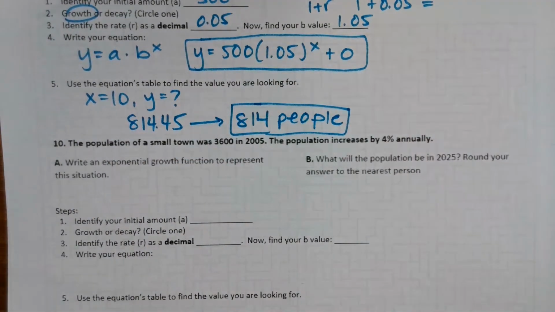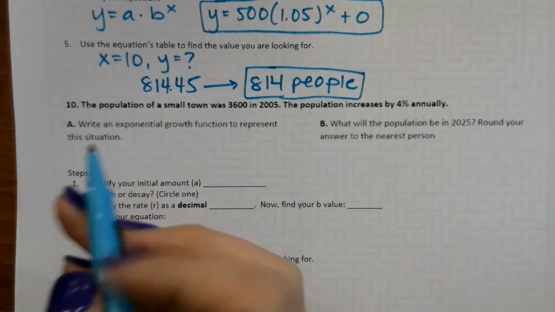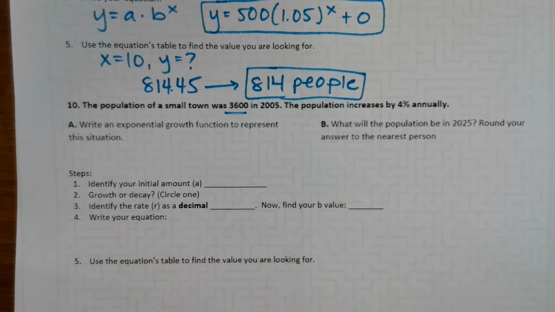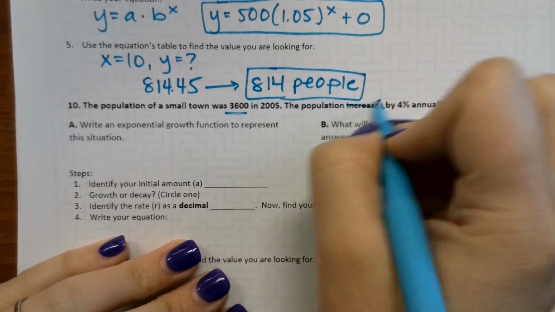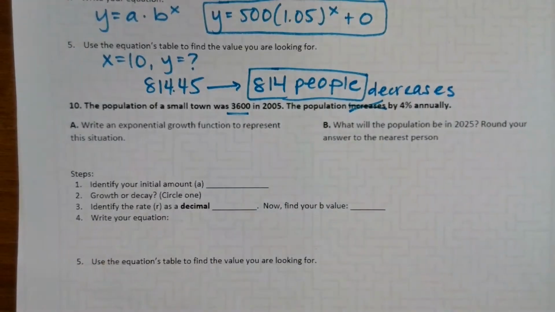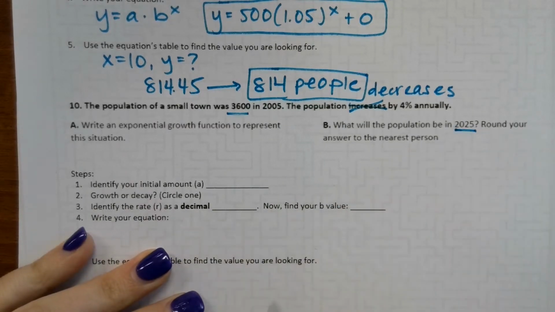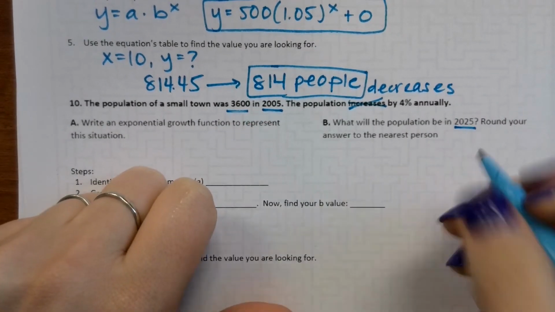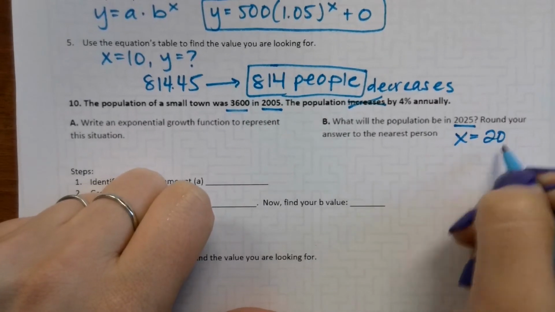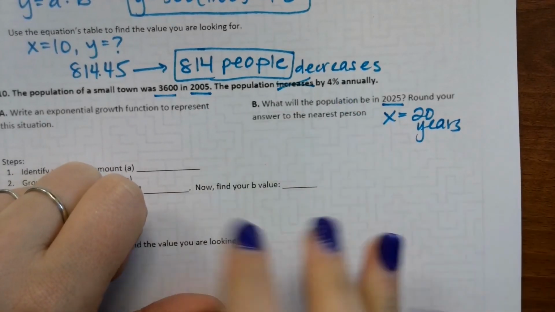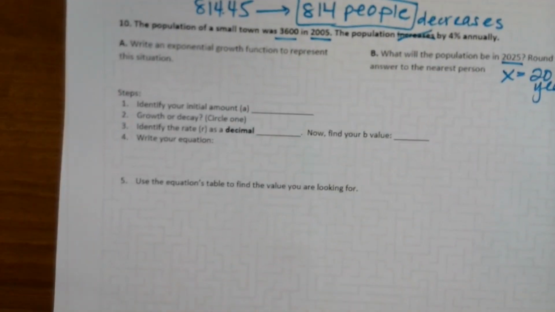And Masuko should have paid closer attention to number 10. It says the population of a small town was 3,600 in 2005. I'm going to say the population decreases. I'm going to make you guys do a decay equation. It says, what will the population be in 2025? From 2005 to 2025, that's when 20 years have passed. So that's going to be your little hint for this one. But again, I want you guys to do decreases instead. Excellent job, guys. Let me know if you have questions.